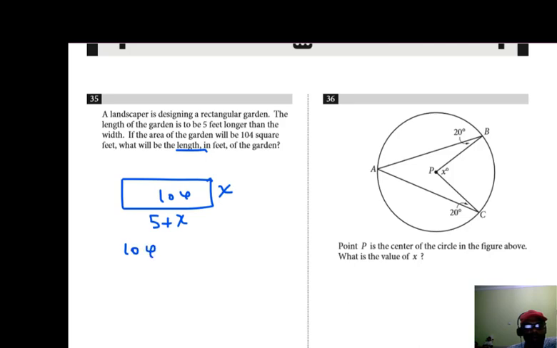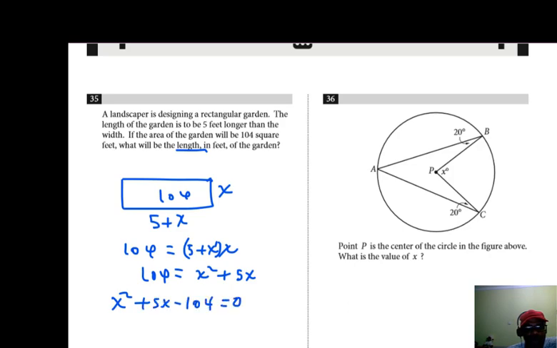So the area is given as 104. This is the same as 5 plus x times x. So this is x squared plus 5x equals 104. So find two numbers whose difference is 5 and whose product is 104. I think this is easy to calculate. 104 divided by 2 is 52, by 2 is 26, and then again by 2, 13. So the numbers are 8 and 13.